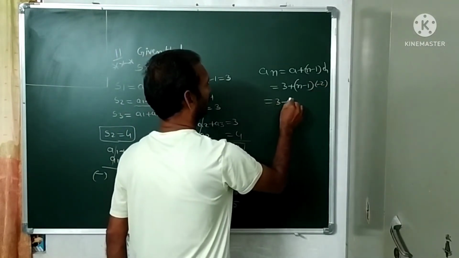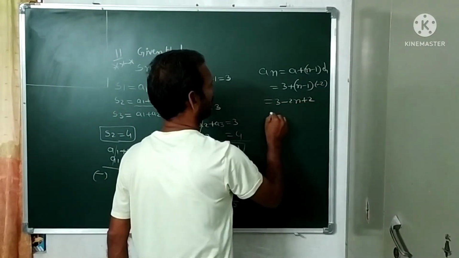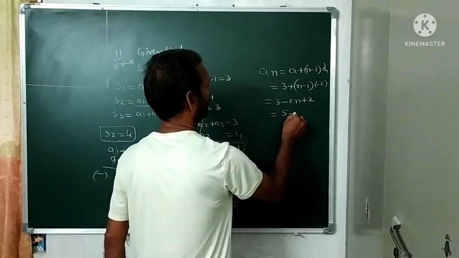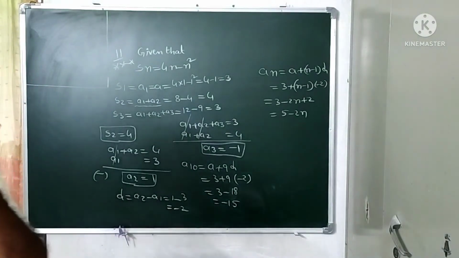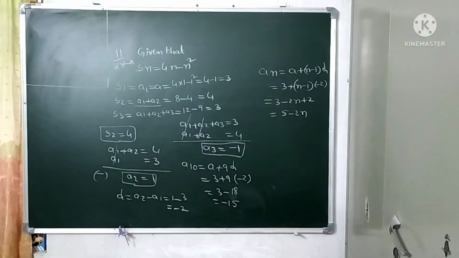So 3 minus 2n plus 2, 3 plus 2, 5 minus 2n. Okay? Like that, you have to answer the questions one by one. Properly understand the sum of n terms given.